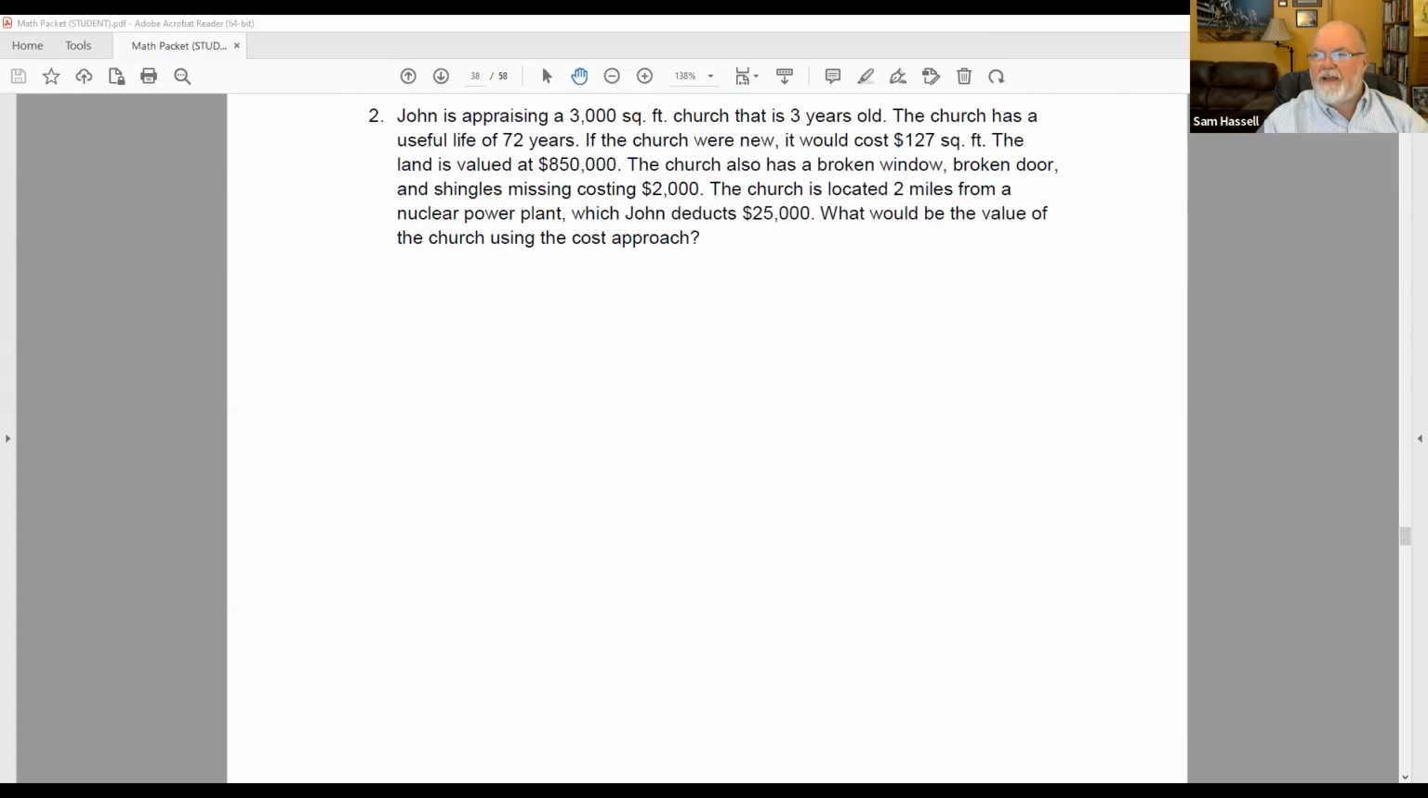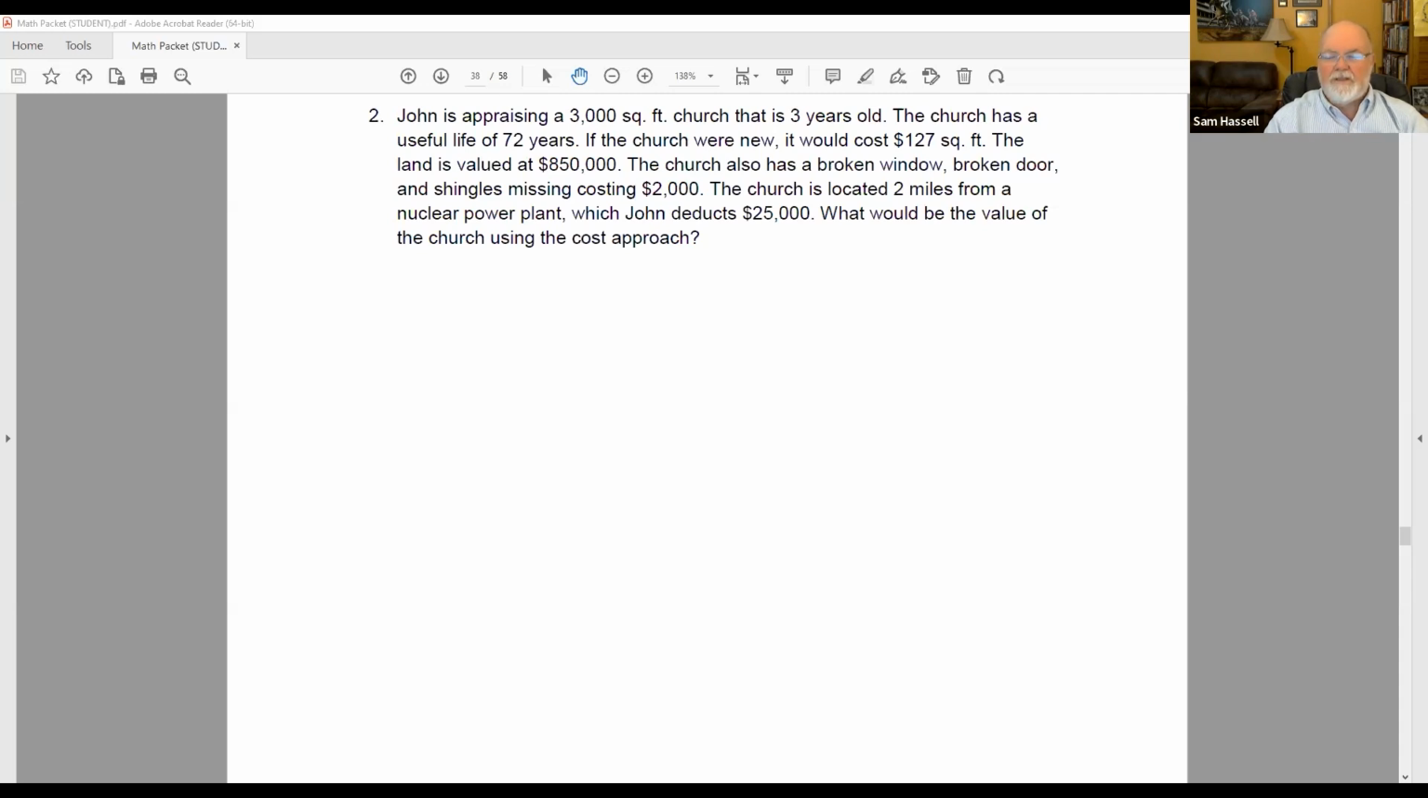John is appraising a 3,000 square foot church that is 3 years old. The church has a useful life of 72 years. If the church were new, it would cost $127 a square foot to build. The land is valued at $850,000. The church also has a broken window, broken door, and shingles missing, costing $2,000. The church is located 2 miles from a nuclear power plant, which John deducts $25,000. Okay. What would the value of the church be using the cost approach?